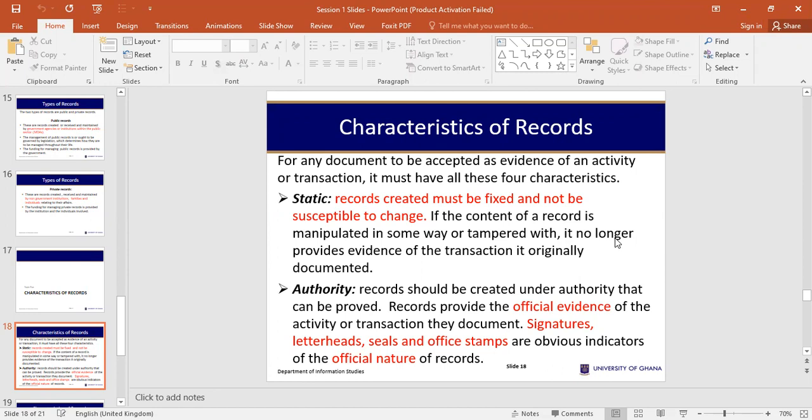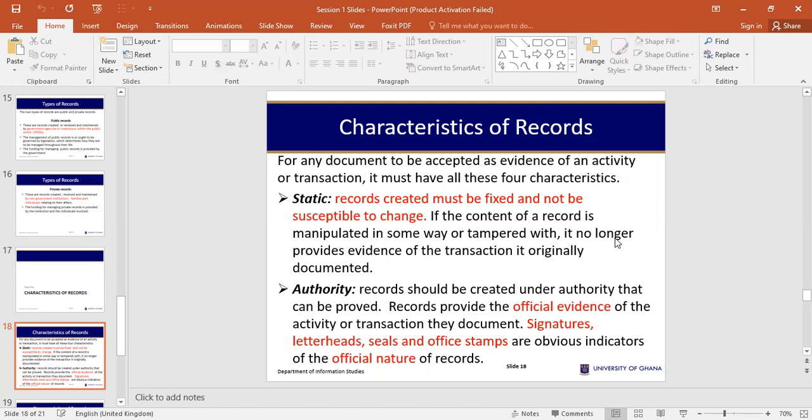The university is authorized under the University of Ghana Act to train people, students, and issue them with certificates. So it has authority to issue that certificate. Records provide official evidence of the activity or transaction they document. Signatures, letterheads, seals, and office stamps are obvious indicators of the official nature of records.